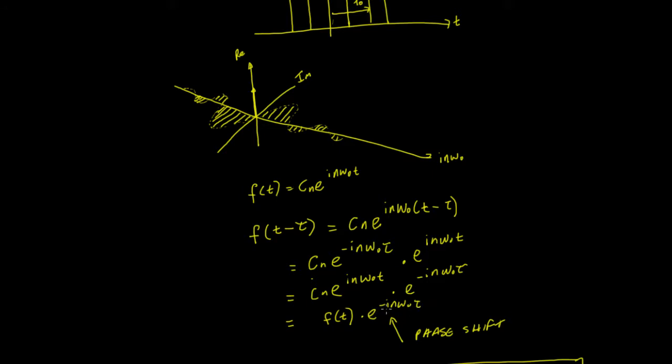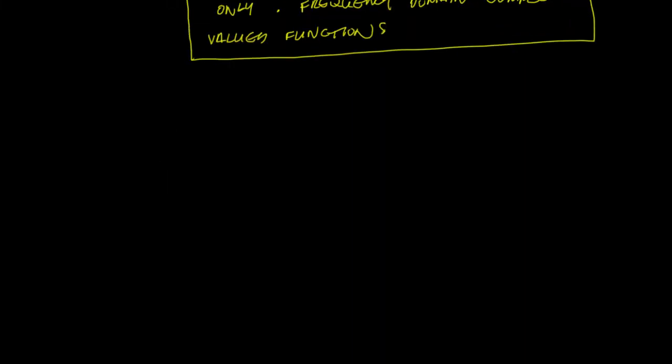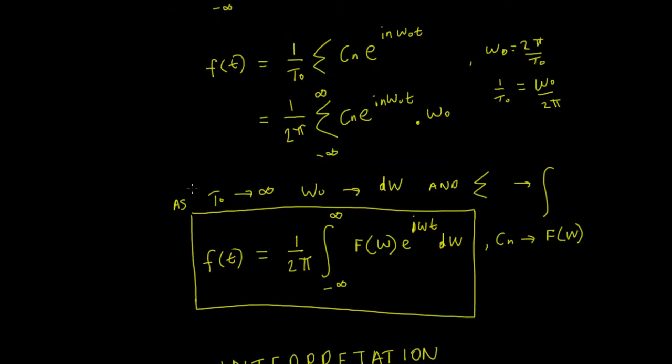So that e to the j omega naught tau is just a phase shift of a value tau. Okay, so the main important thing here is that the time domain is real valued functions only, but the frequency domain can be complex valued functions. So given that, we'll move on to the main part, which is our derivation.